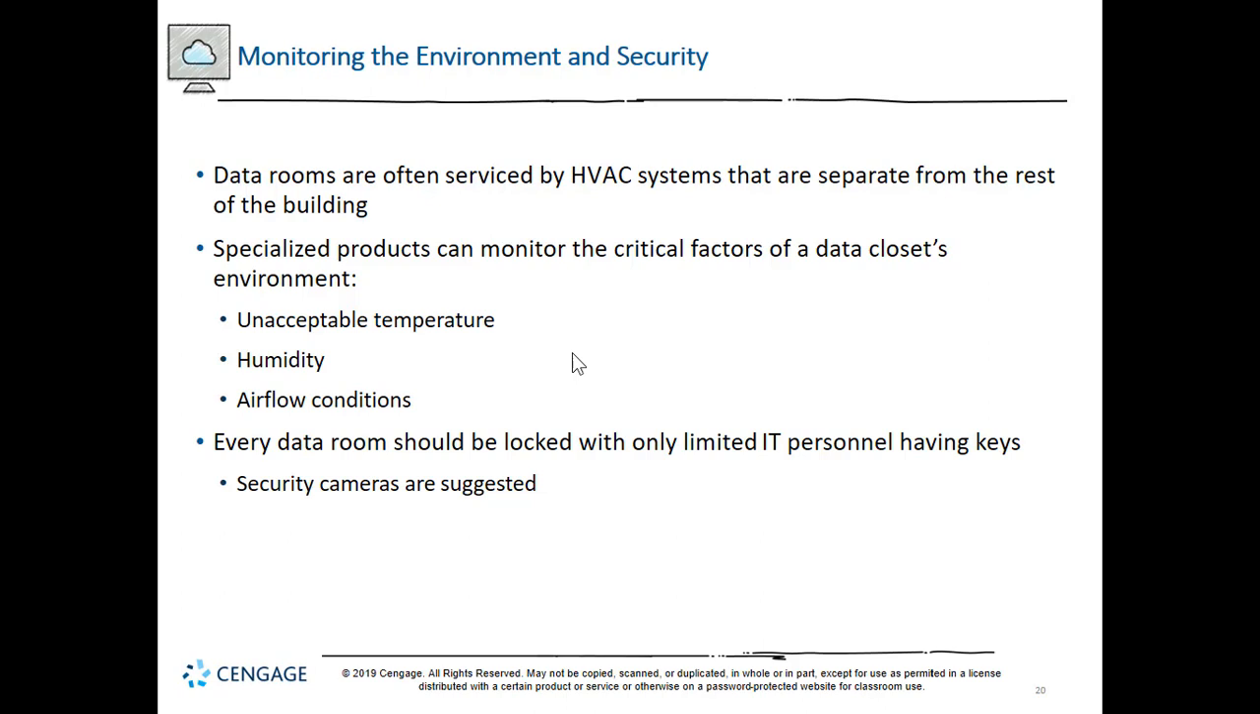And every data room should also be locked down. The easiest way to keep somebody out of your network is to literally lock the door. So security cameras are often suggested to be put maybe inside or outside, so that we can say who was in here.